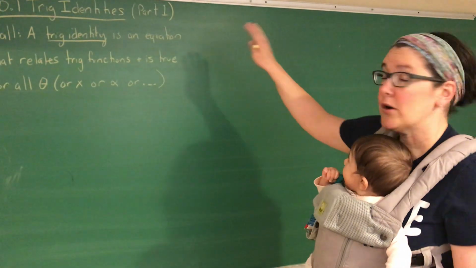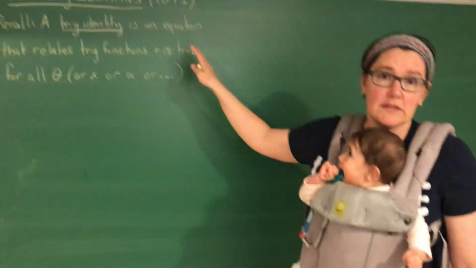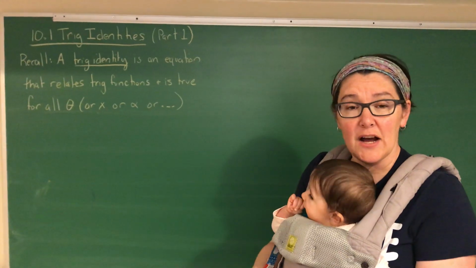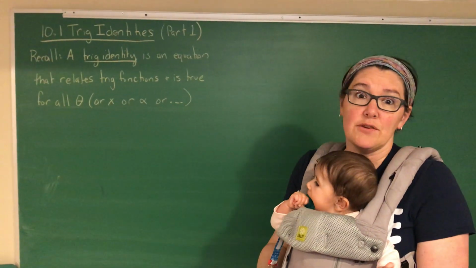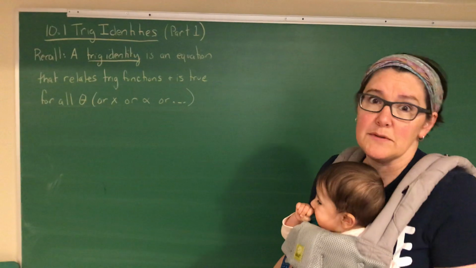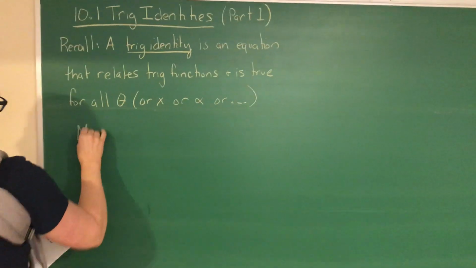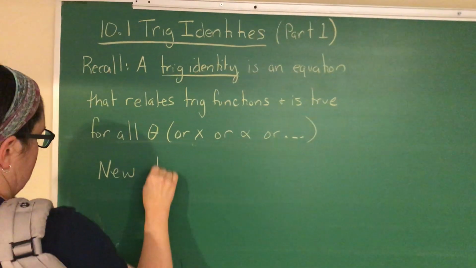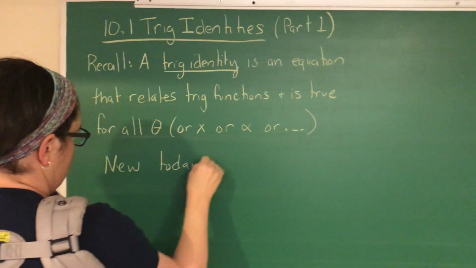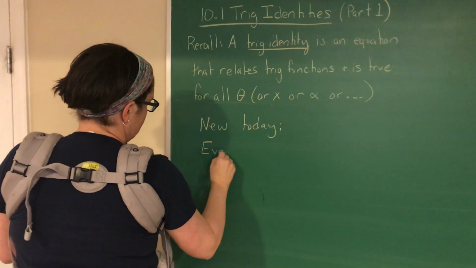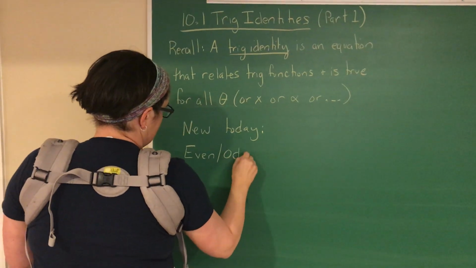So the rest of part one today, we are going to talk about two more collections of fundamental identities, the even and odd identities and the Pythagorean identities. So let's start with the even and odd identities.